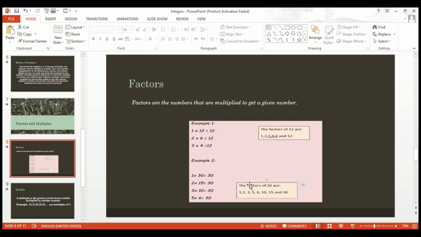Example number 2. We are finding the factors of 30. 1 multiplied by 30 is equal to 30. 2 multiplied by 15 is equal to 30. 3 multiplied by 10 is equal to 30. And 5 multiplied by 6 is equal to 30. So the factors of 30 are 1, 2, 3, 5, 6, 10, 15, and 30.